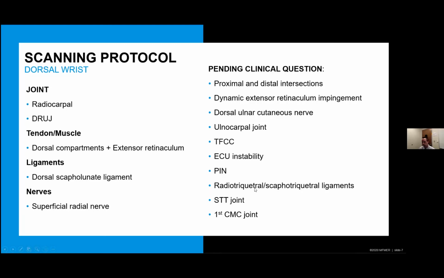And some of these more unique, smaller ligaments like the radiotriquetral or scaphotriquetral ligaments, important for like dorsal triquetral fractures. The STT joint, and the first CMC joint. And I'm sure there are many more that I didn't list.